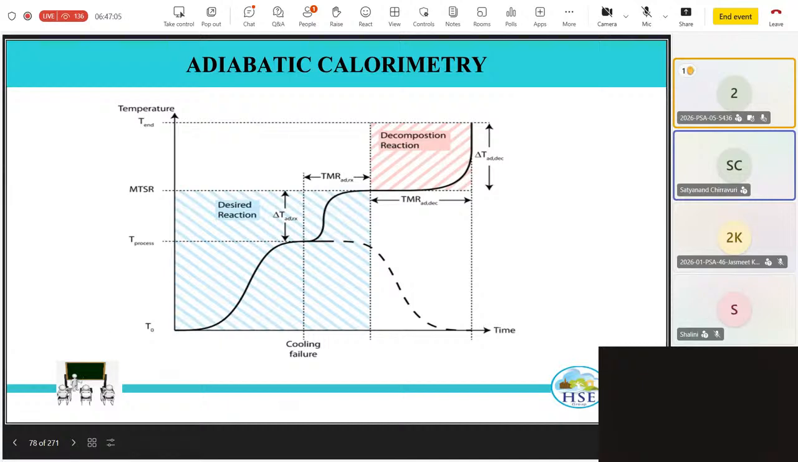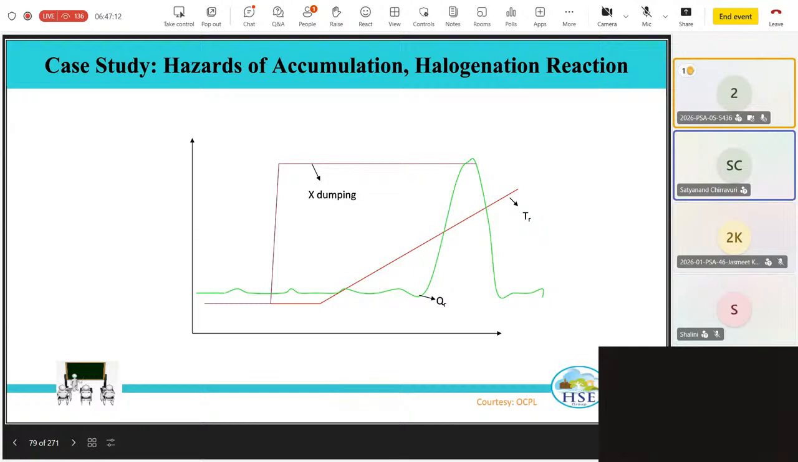Okay. So this is the pictorial graph of understanding MTSR and decomposition temperature range. Okay, I will quickly talk about a case study, which is an important case study. We are running out of time. I'll try to do it very fast. See, there's a case study which actually happened in one of the companies.